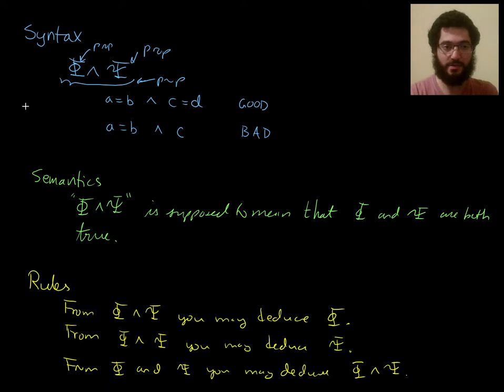But this is bad. This is an error here because you can't put C on the right. C is a term, and you're supposed to put a proposition. So that's pure grammar. It doesn't tell you what anything means. What gets at meaning is semantics. So this statement here is semantics, is when we say the symbol phi wedge psi is supposed to mean that phi and psi are both true. That's what it's supposed to mean.